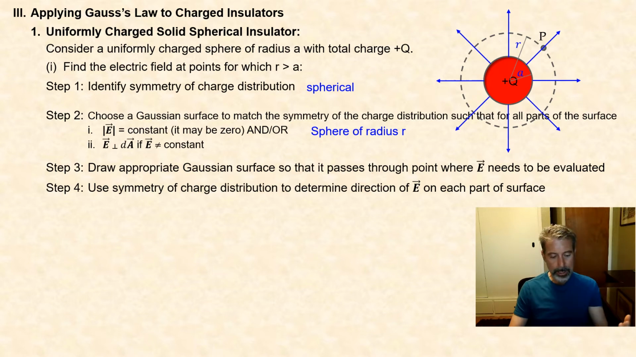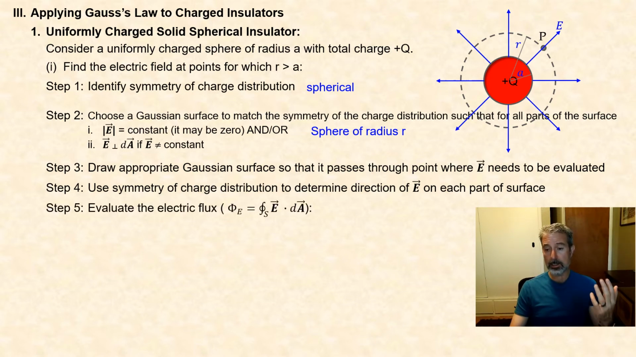So here we go. I'm drawing several electric field vectors, and you'll notice that there is no angular dependence to the field. It is in the radial direction only. It points outwards because our charge distribution is positive. And so you can see the direction of the electric field on every part of that surface.